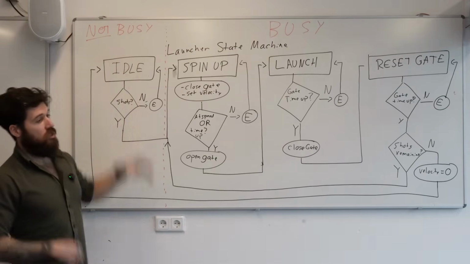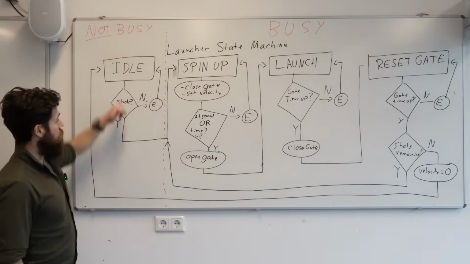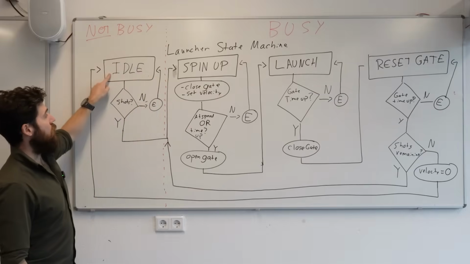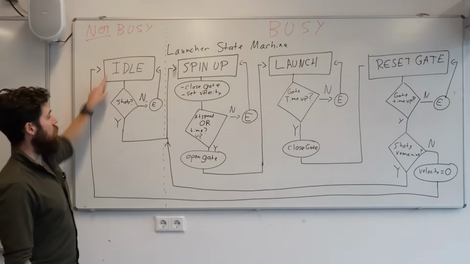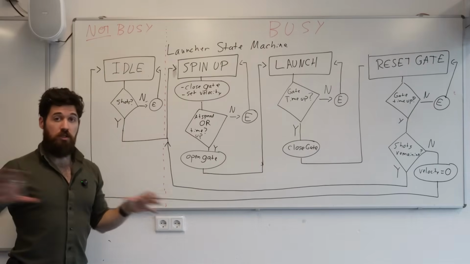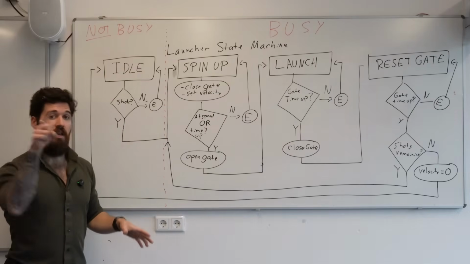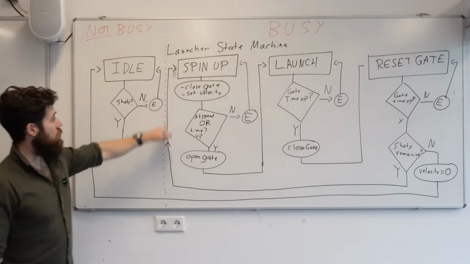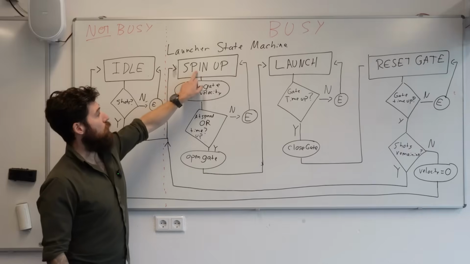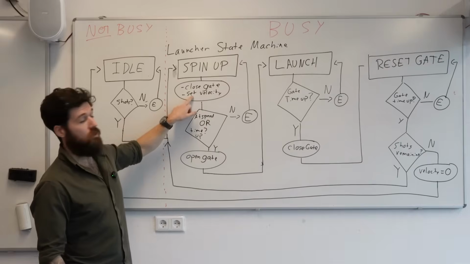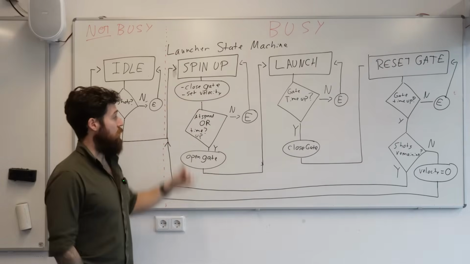Inside our state machine, every single loop is going to be checking: if we have not sent any shots, it's just going to end the program and go back up to idle. It's going to end the state update, and so on. So if you have no shots, it's basically just going to ignore it, and keep going back to the idle state. If it does have a shot count greater than 0, it's going to transition into the spin-up state. And when it's inside the spin-up state, it's going to close the gate, and then set the velocity to our goal velocity for that flywheel.